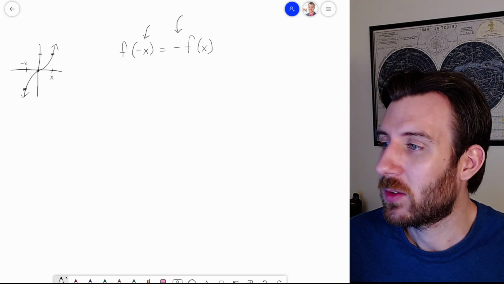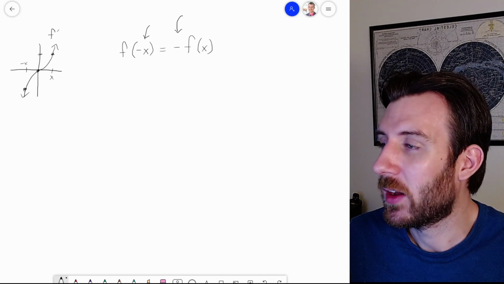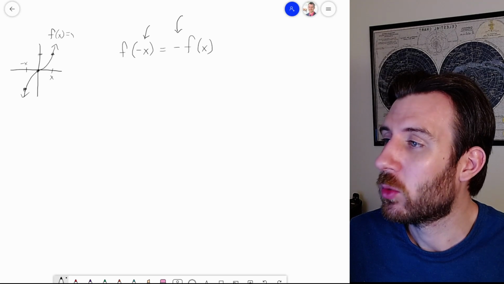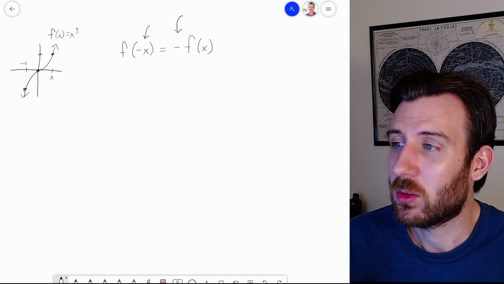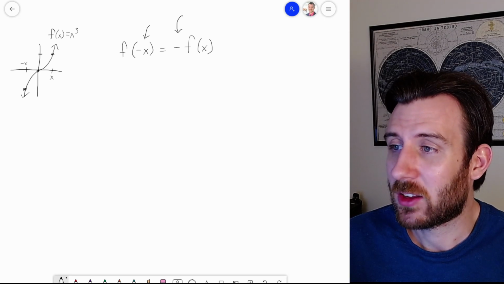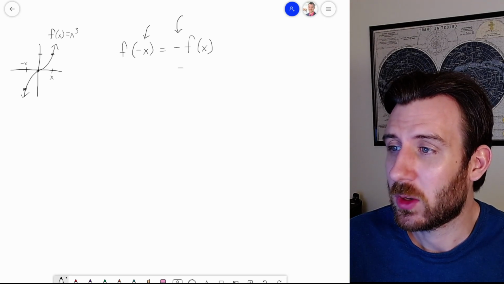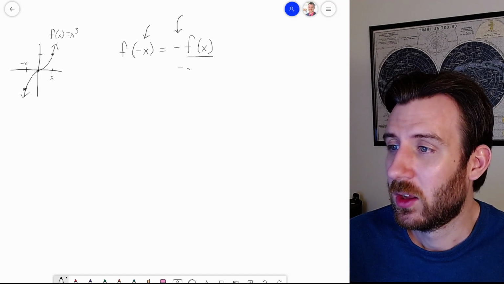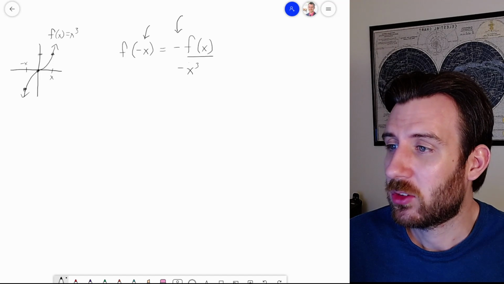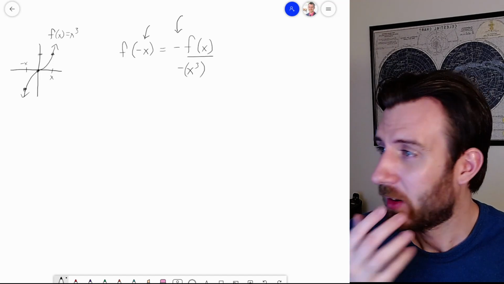So how would this work if you had, let's say, the function f of x equals x cubed? How could we verify all this? Well, let's just try plugging it in. If we have f of negative x equals negative f of x, then at the very least over here, we can replace f of x with x cubed. So we'll just write in negative, and then we'll put in x cubed. We'll replace the entire f of x there.